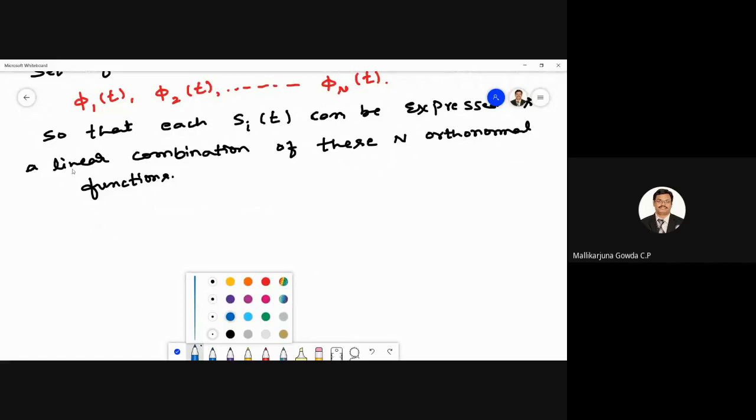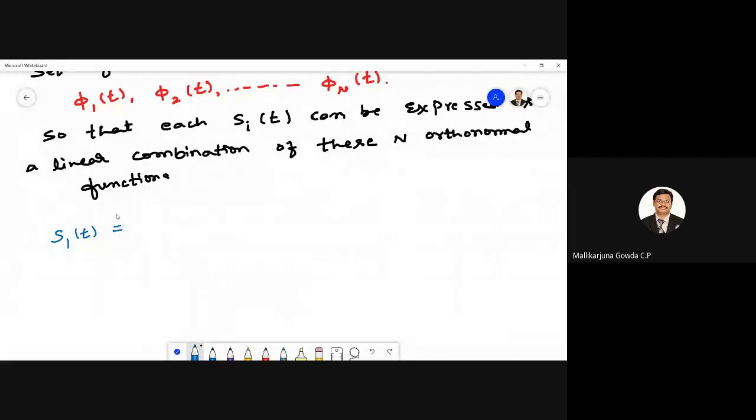Already I wrote that expression. So I want you people to say, if I say i equal to 1, then what can I write? Any one of you can say how I can write S1 of t by substituting i equal to 1 in the expression 1.